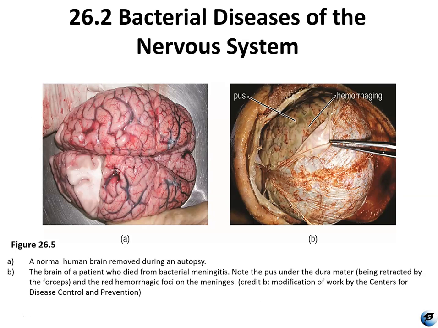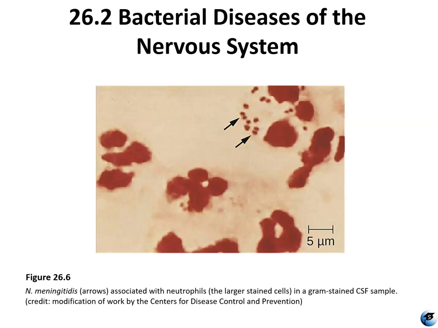Figure 26.5 is showing a normal human brain on the left, and on the right it's showing the brain of a patient who died from bacterial meningitis. Note the pus under the dura mater and the red hemorrhagic foci on the meninges. Greatly feared because it can result in shock and death.